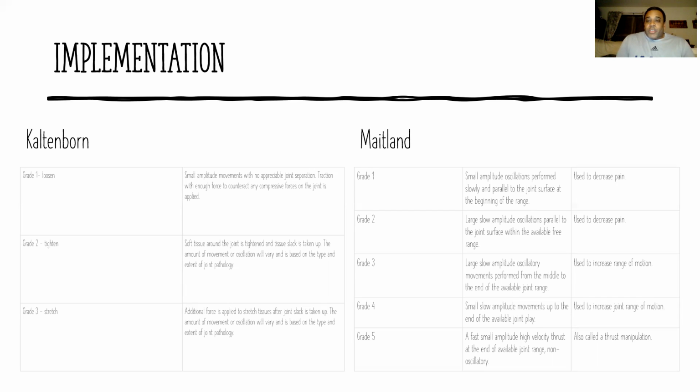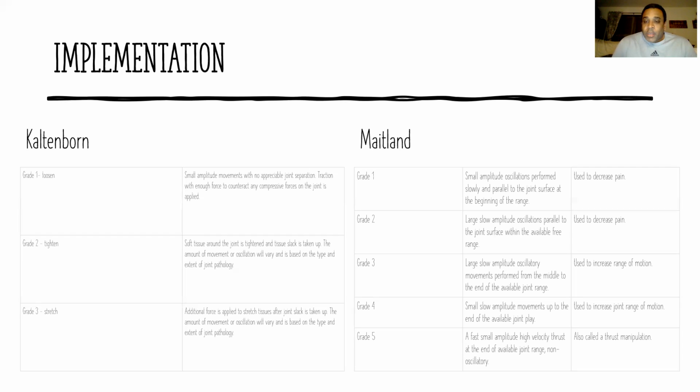Grade 3 is large, slow amplitude oscillatory movements performed from the middle to the end of the available range of the joint, and this is used to increase joint range of motion. So with this one, you want to find how far you can take that joint separation, as far as you can get it. And then you want to go back off of that. That's going to be your end point. And then you don't want to let the joint go all the way back to the start. You want to let it go halfway and work in that zone.